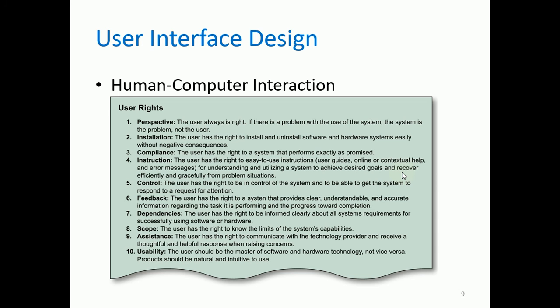And then number 10 is usability. The user should be the master of software and hardware technology, not vice versa. Products should be natural and intuitive to use. So users must not suffer in productivity just because they cannot use the information system. As it said for number one, the user is always right. So if you have a problem, it's not the user, it is the system. So 1 and 10 are related.